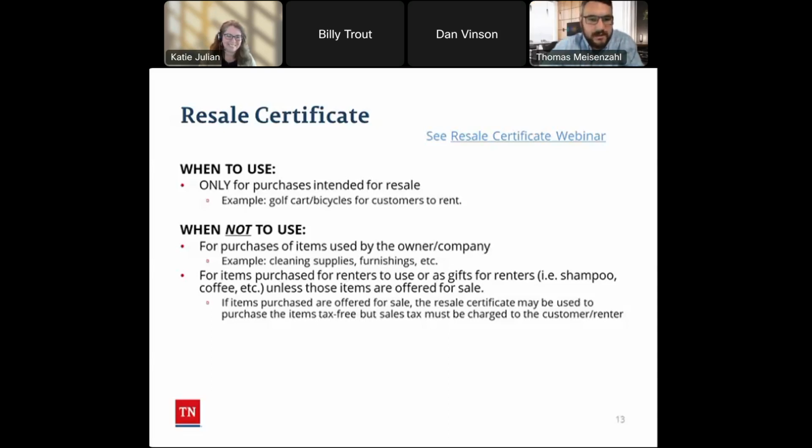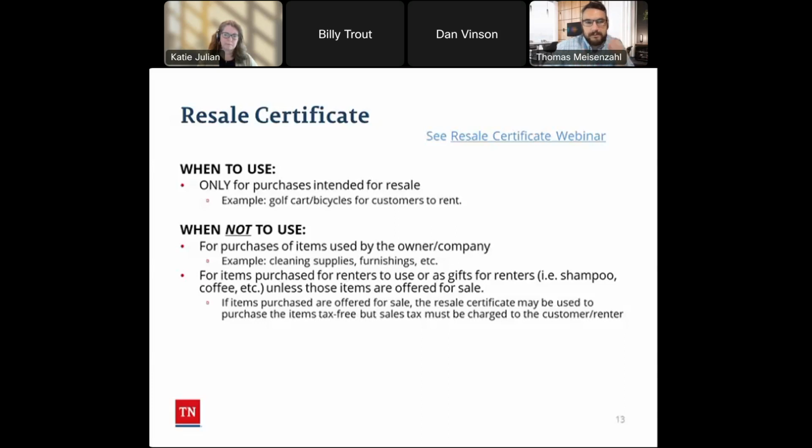So you said when purchasing golf carts or bicycles for customers to rent, that is technically incorrect. You cannot purchase golf carts, bicycles, etc. on a resale certificate and not pay tax. You must pay tax on it because you are the end user of that item. You then charge sales tax on the rental price of the golf cart or bicycle, whatever.